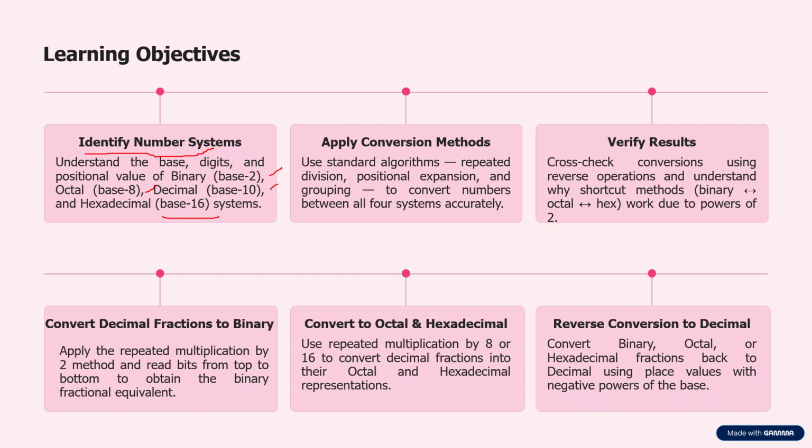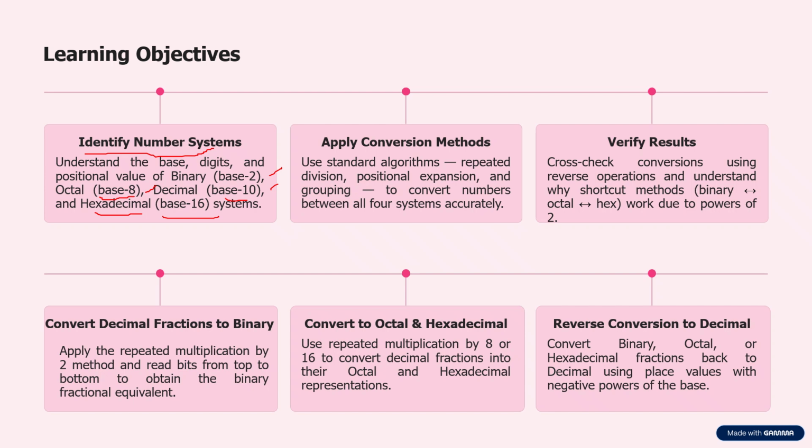Suppose binary system consists of 0 and 1, so its base is 2. Octal number system consists of 0 to 7, so its base is 8. Decimal number system consists of 10 digits, that is 0 to 9, so its base is 10. And hexadecimal number system, its base is 16, 0 to 9, and capital A to capital F. This is all about these number systems.